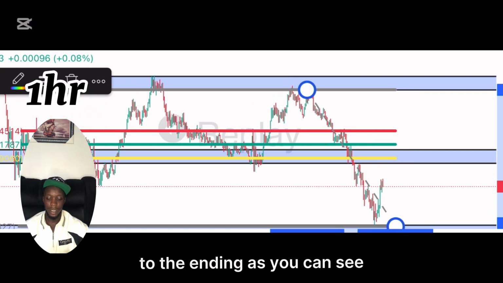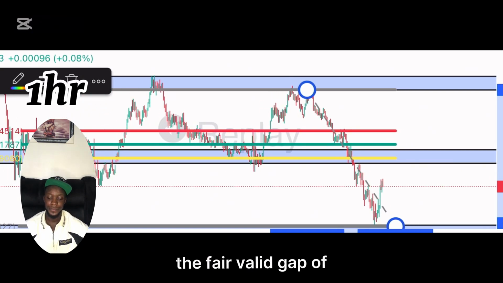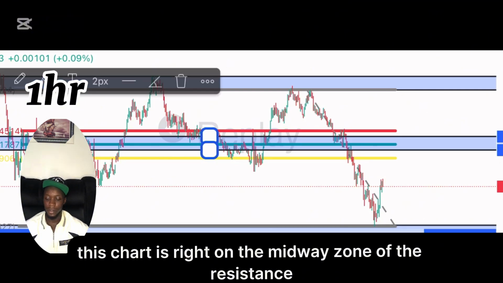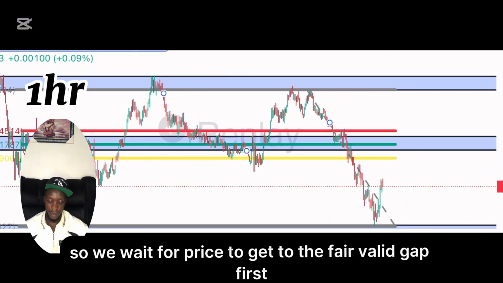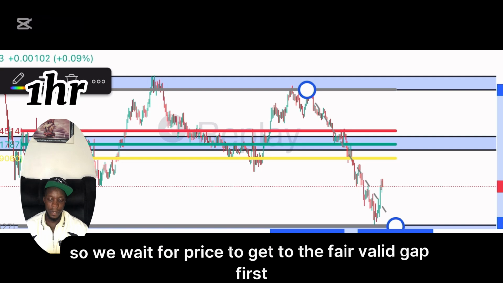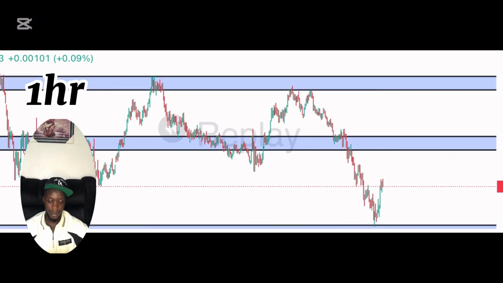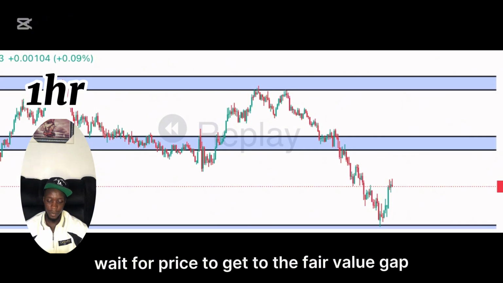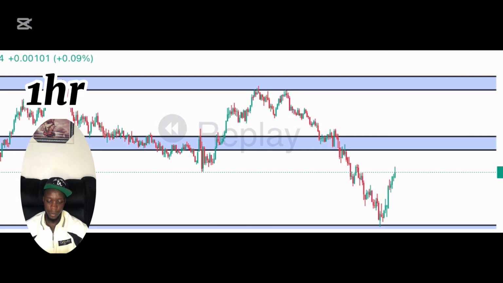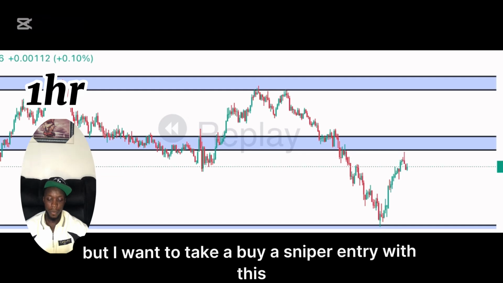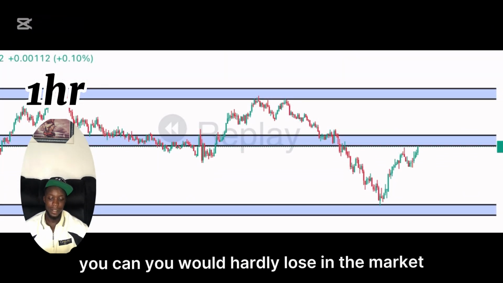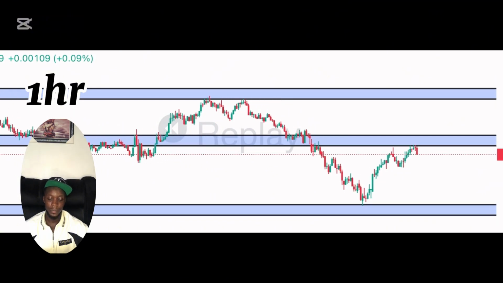To the ending. Now as you can see, the fair value gap of this chart is right on the midway zone of the resistance. So we wait for price to get to the fair value gap first. You wait for price to get to the fair value gap. I want to take a buy, a sniper entry. With this, you would hardly lose in the market.